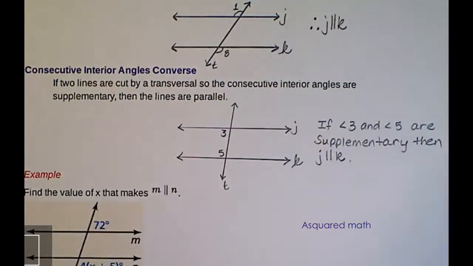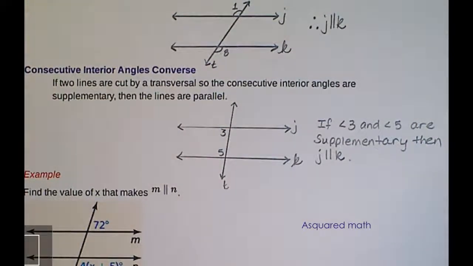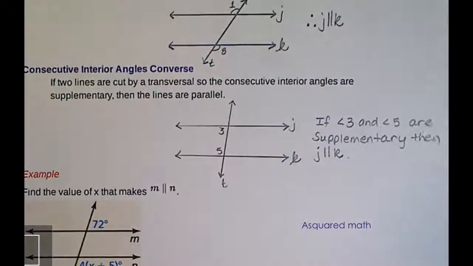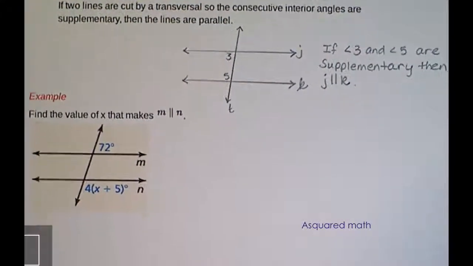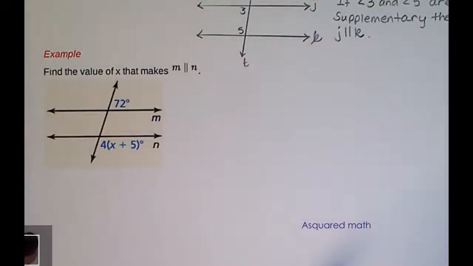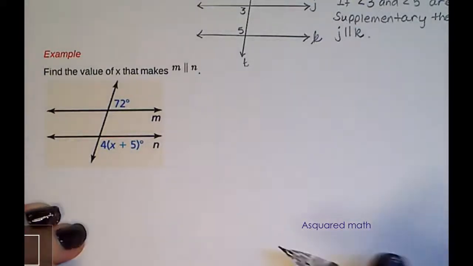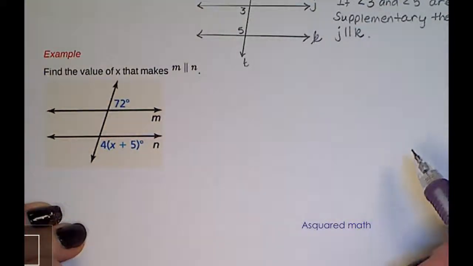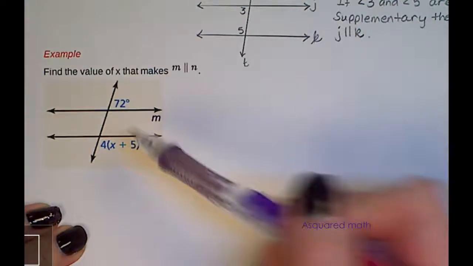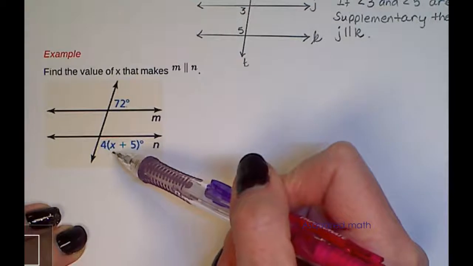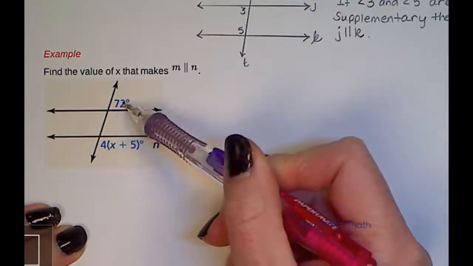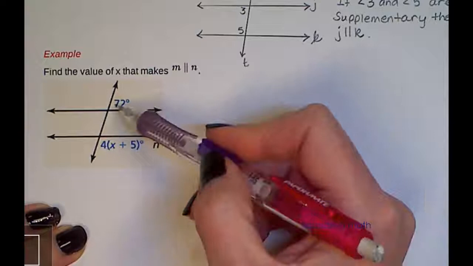The last thing we are going to talk about in this section is an example that relates these last set of converse conjectures. The example I have here is find the value of x that makes m parallel to n. We don't have to justify this, we just have to do the algebra. What it looks like is they give us 72 degrees and they give us 4 times x plus 5. These angles, we don't have a theorem that relates them.